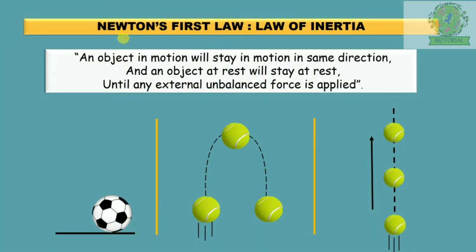So guys, starting with Newton's first law of motion, which is also known as the law of inertia. Why law of inertia? Because inertia itself means that whatever the object is doing, it will continue to do until a certain force is applied. If it is in motion, it will continue to be in motion. If it is at rest, it will continue to stay at rest. So the first law states that an object in motion will stay in motion in the same direction, and an object at rest will stay at rest until any external unbalanced force is applied.